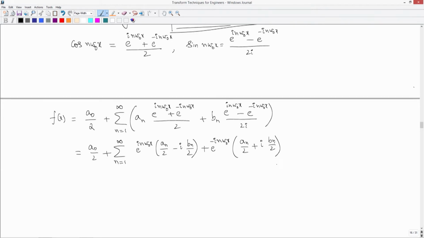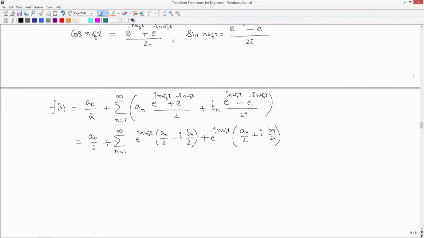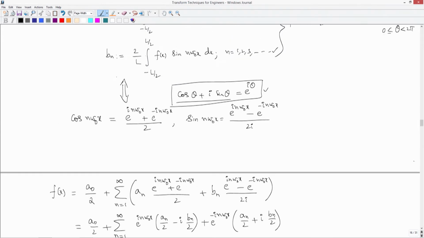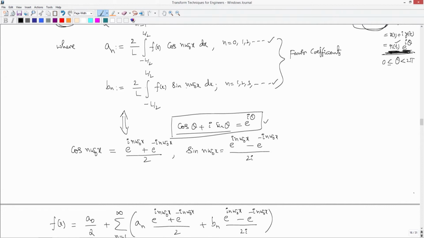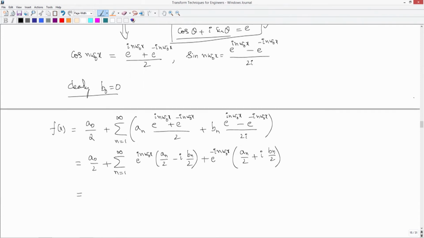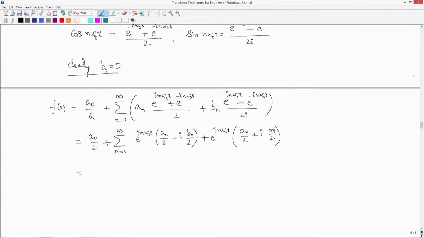Okay, so this is what you get. Clearly you can see that B 0 equals 0. If you put n equal to 0 in B n, because of the sine function, it is 0. So, clearly B 0 is 0. So, if you add this A 0 plus B 0, you can write n equal to 0. So, you can write A 0 minus i B 0 by 2, which is the same as A 0 by 2, plus this first part.